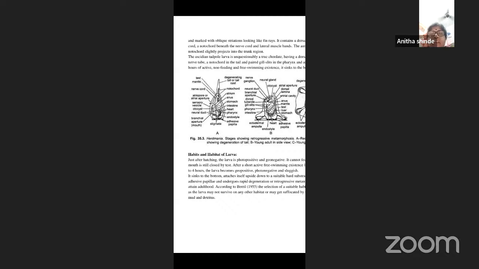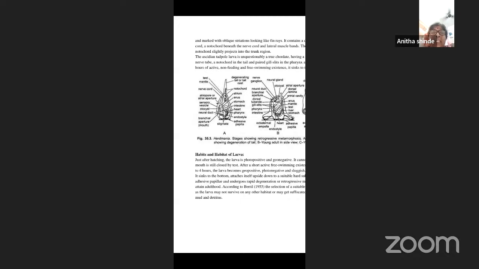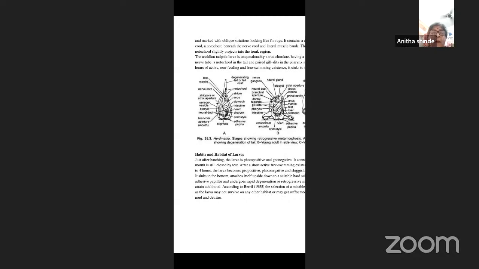Once it becomes geopositive, it goes towards deeper water, becomes photonegative, and becomes sluggish. Then it sinks to the bottom and attaches itself upside down to a hard substratum by means of adhesive papillae, and undergoes rapid degeneration, or retrogressive metamorphosis, to attain adulthood. According to Berrill, the selection of a suitable habitat is essential, as the larva may not survive in any other habitat or may get suffocated by the bottom mud and detritus.